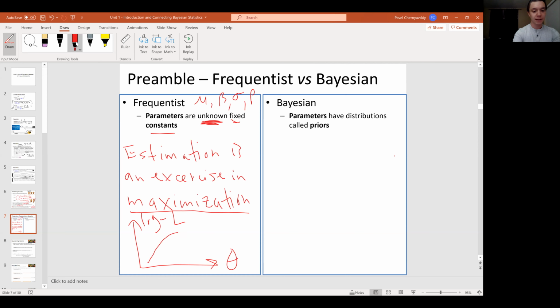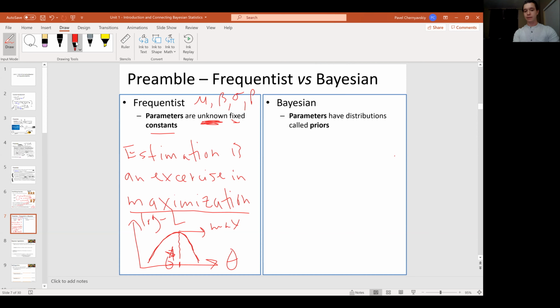Most often it's a shape like this. So if I was going to maximize this function, this curve, well, the maximum occurs right there, and the fixed value of the parameter where the maximum occurs is right there. So in a frequentist analysis, there is just one estimate. It is the estimate that maximizes the log likelihood. Right? Estimation is an exercise in maximization.